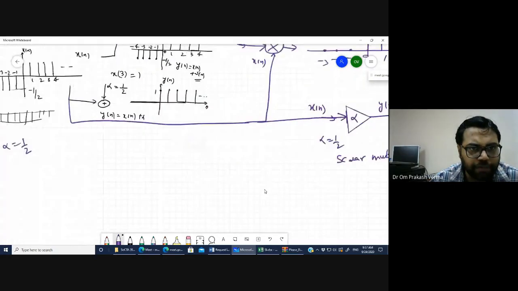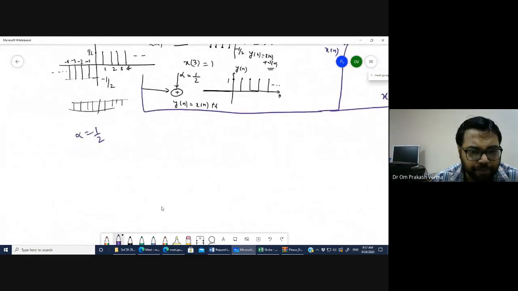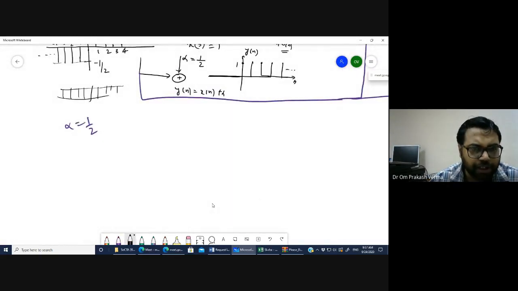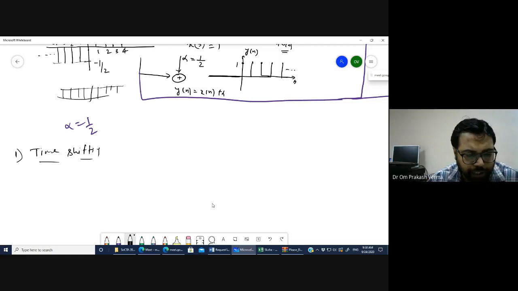Now I come back to the next part, and this next part is the transformation, or the properties. First you have already seen the time shifting property in the continuous time signal. So now it is time to study the time shifting property in the discrete time signal, how we handle it.